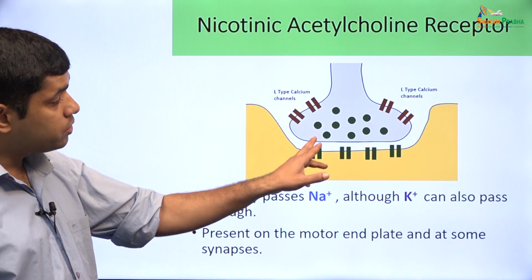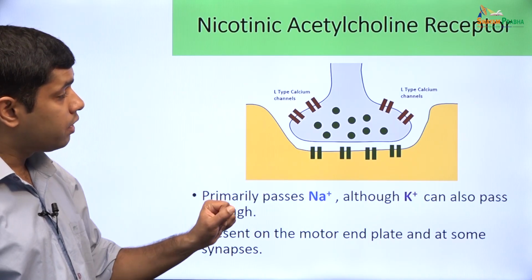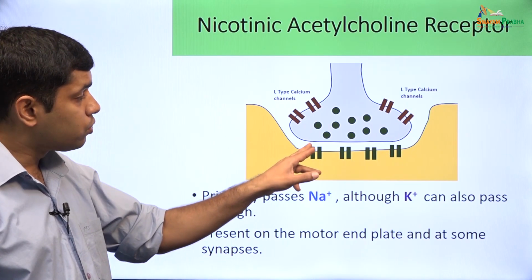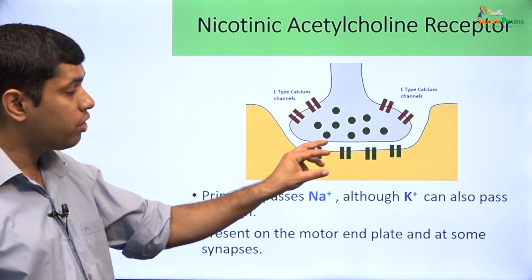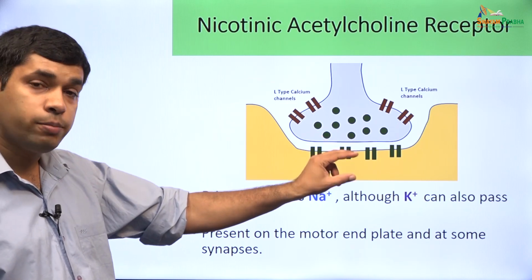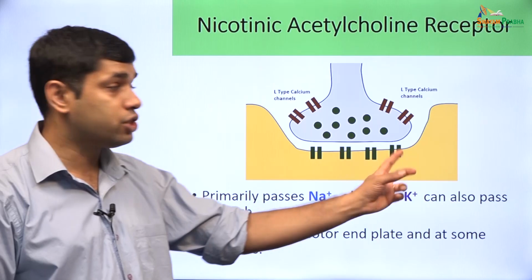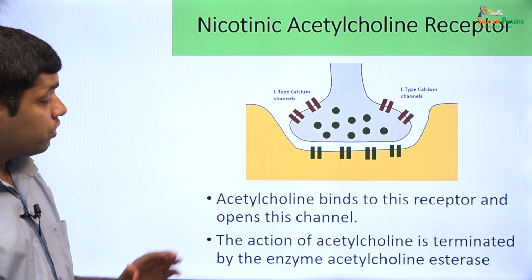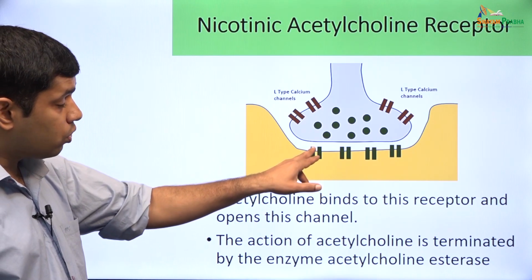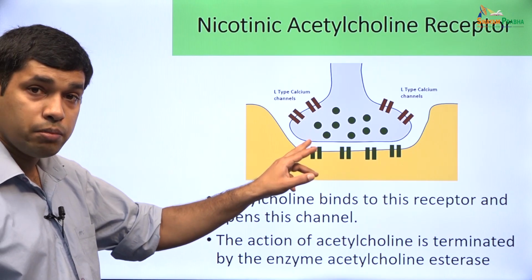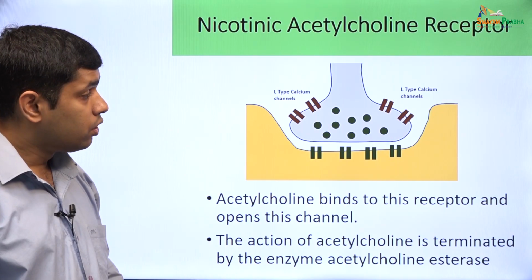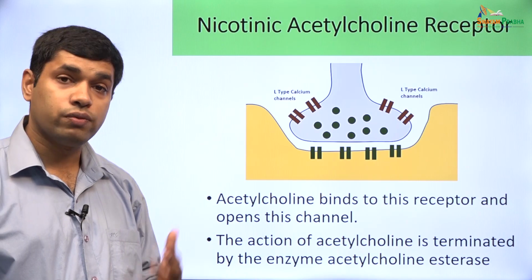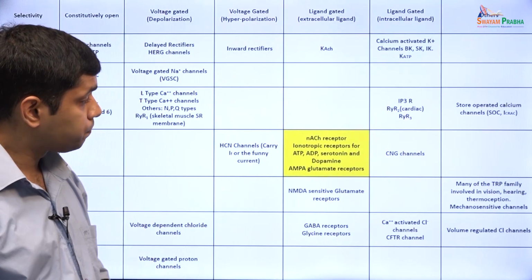But this permits primarily sodium entry, and this is present on the end plate of the neuromuscular junction. So when sodium enters, it causes a small depolarization of the motor end plate, which is called the end plate potential, and that is sufficient to cause an action potential in the adjacent areas. The action of acetylcholine on this channel is terminated by the enzyme acetylcholine esterase. So this nicotinic acetylcholine receptor is an example of a non-specific monovalent cation channel.